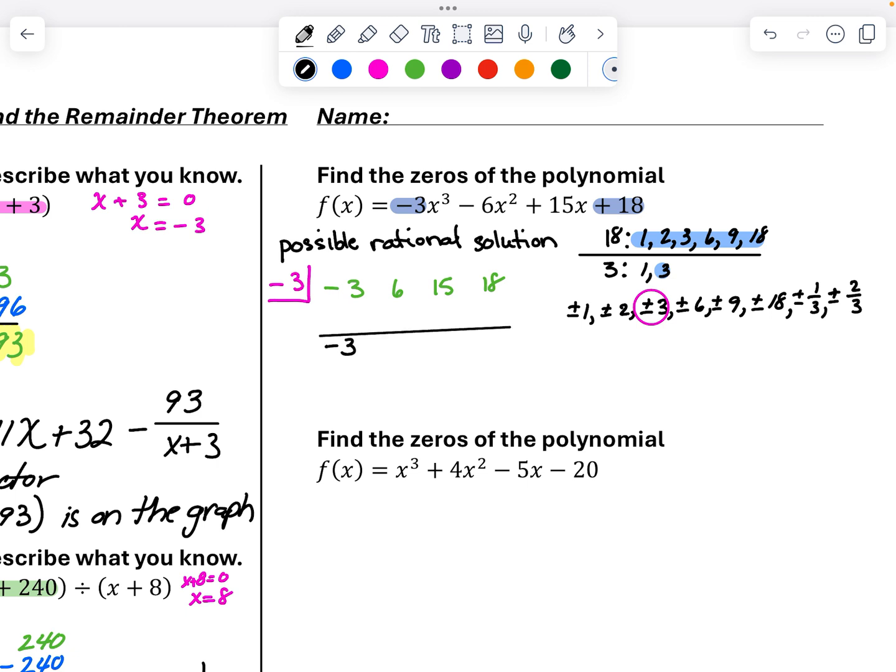I'm going to multiply. Negative 3 times negative 3 is 9. 9 plus 6 is 15. It doesn't look like it's going to work, but maybe it will. Let's see. Negative 3 times 15 is, this isn't going to work. What did I leave out?